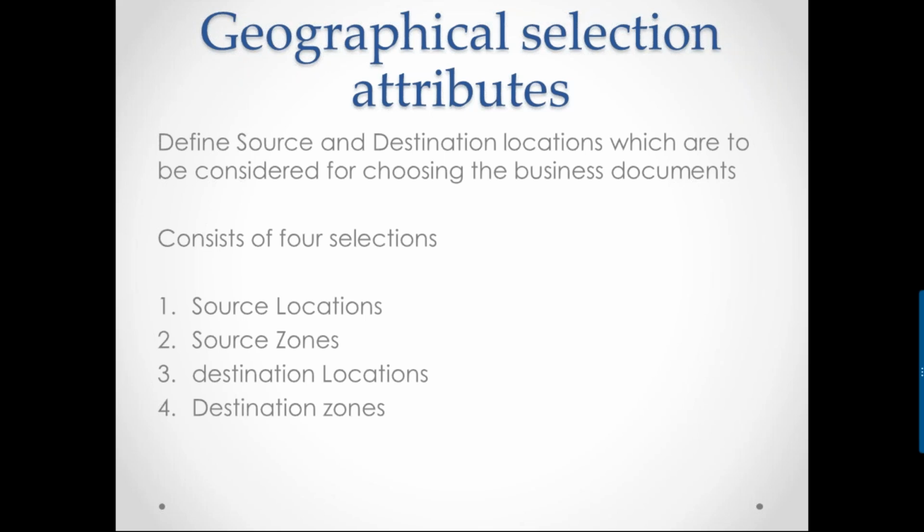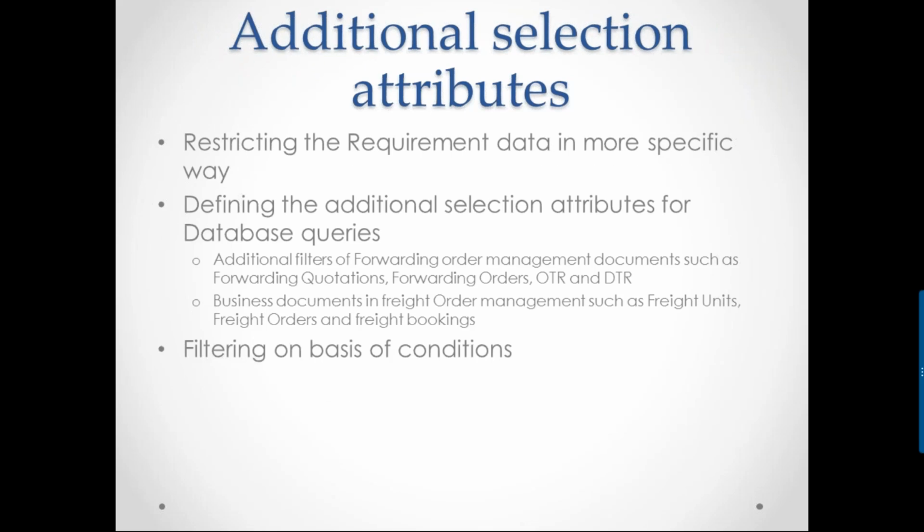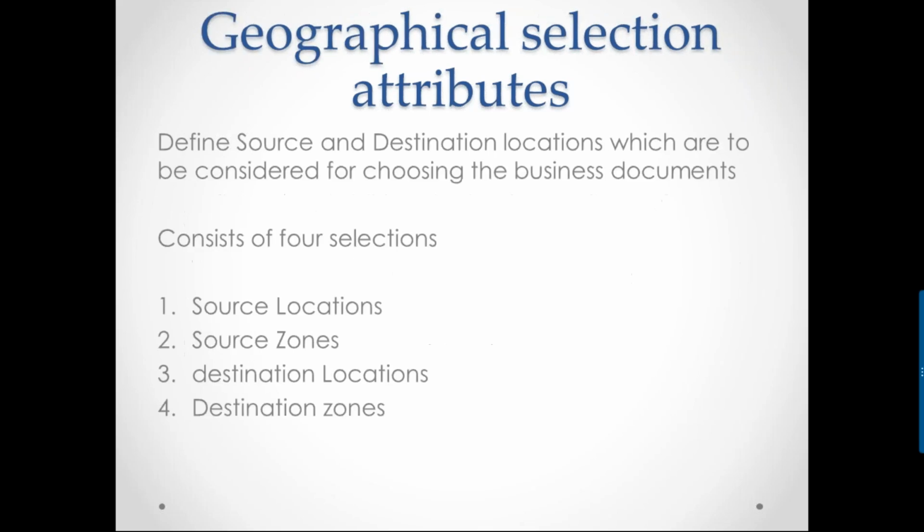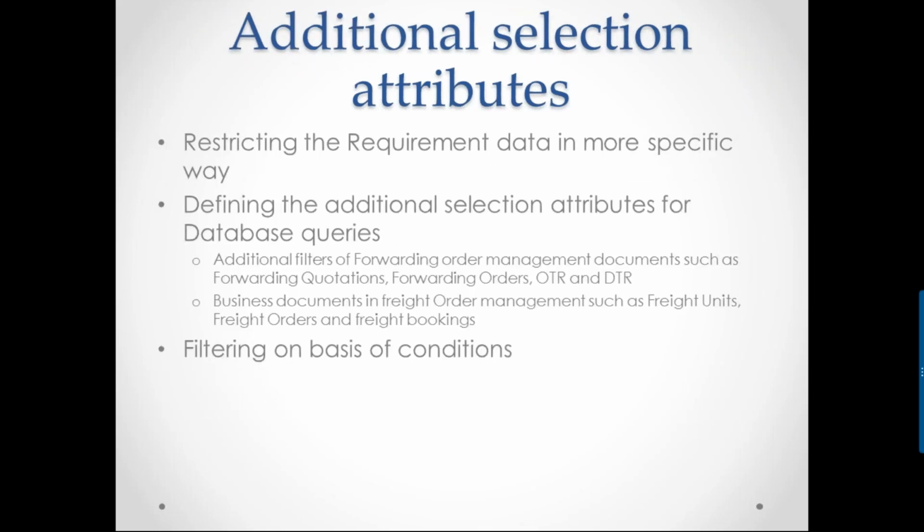Additional selection attributes are used if you want to restrict based on the document type, or the source location, or the time and related documents, quotation type or OTR type, or any determination documents or any business partner. So all these parameters I can put in the system, and the planning run will be restricted based on that. That's the meaning of it.